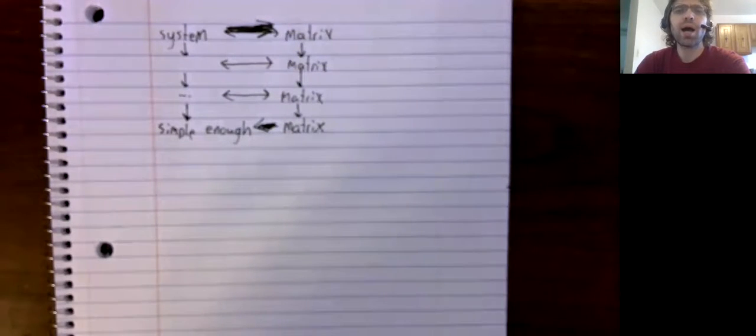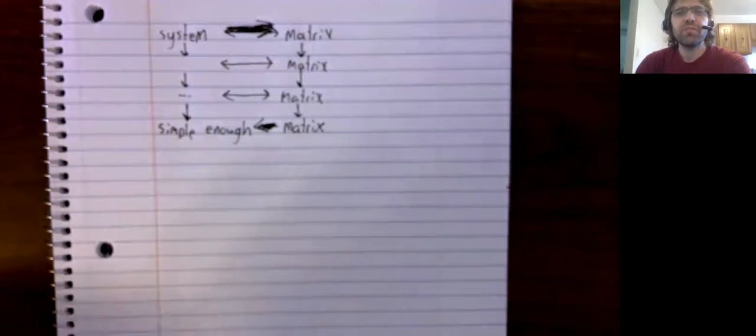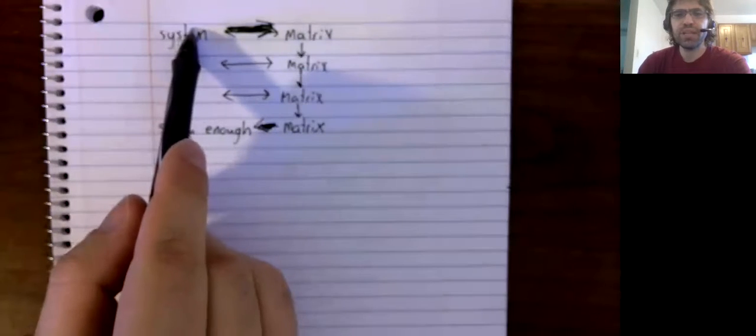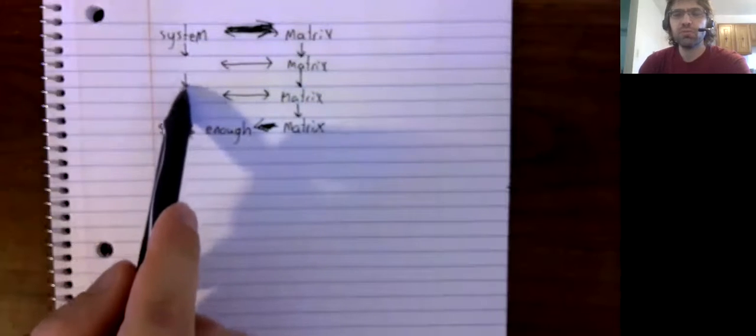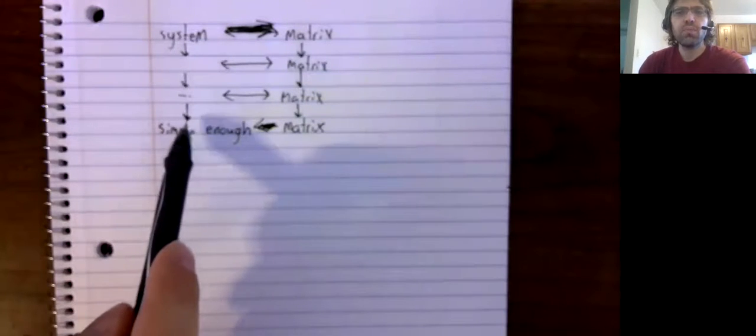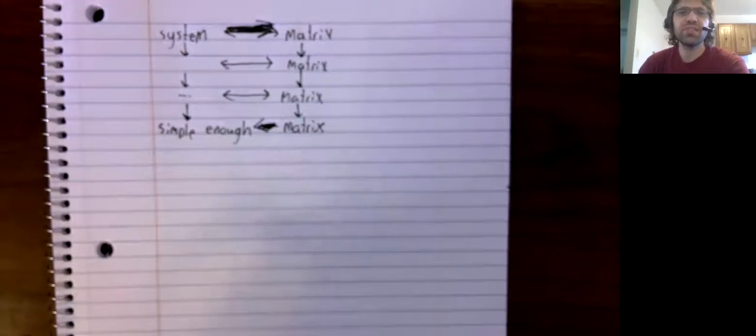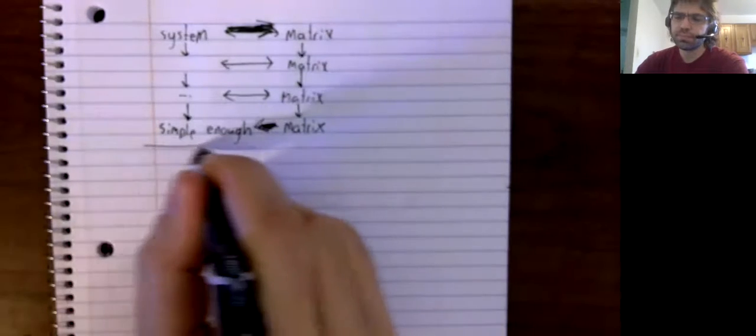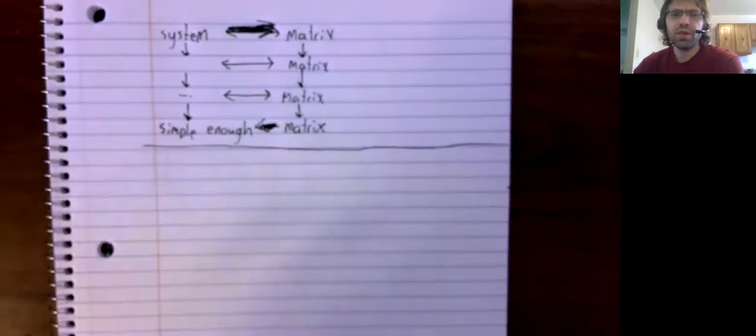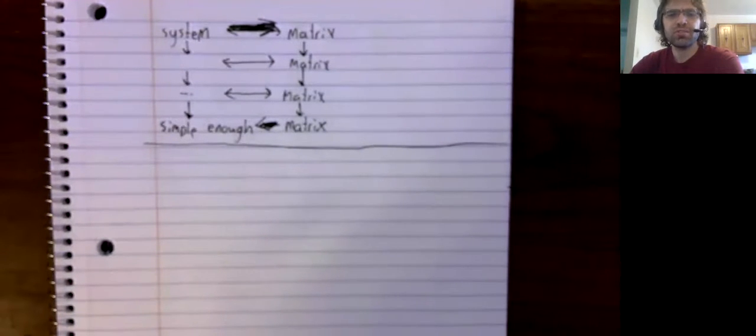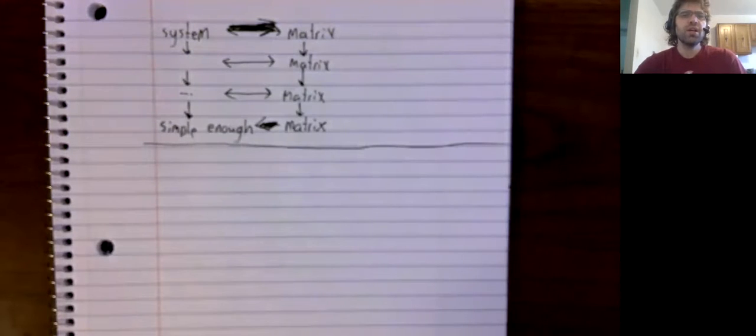But why? That is, if we could go from here down to here, why take this detour? There are a few ways we could answer this question, but I think what it fundamentally comes down to is that matrices are simple and equations aren't.